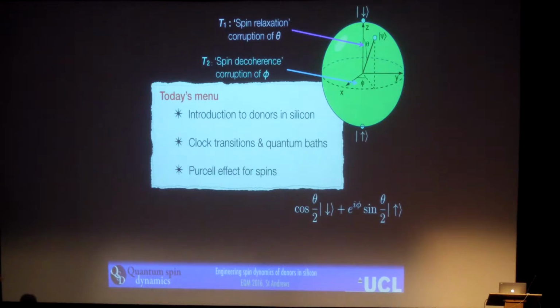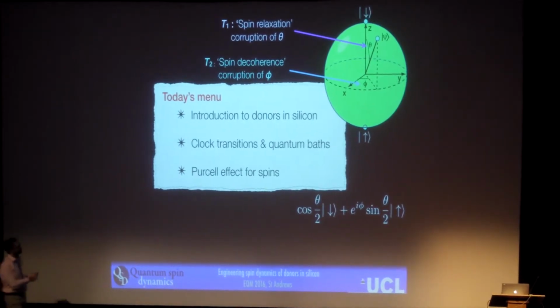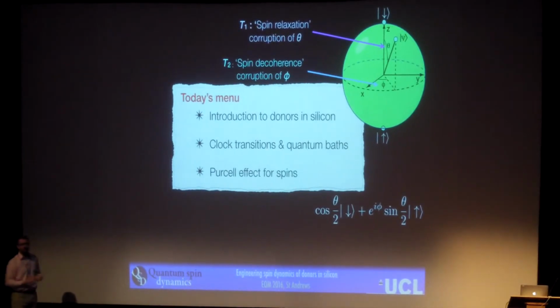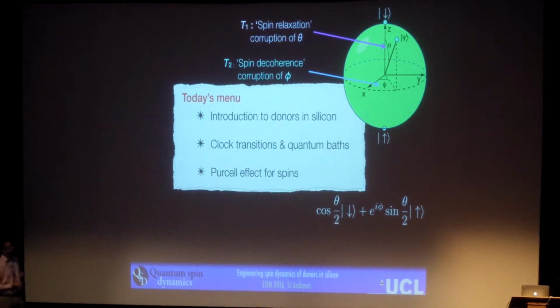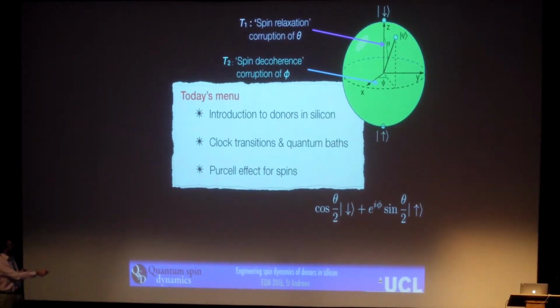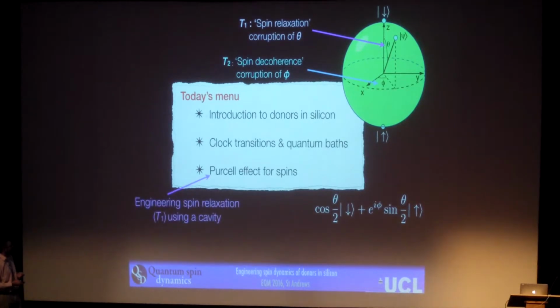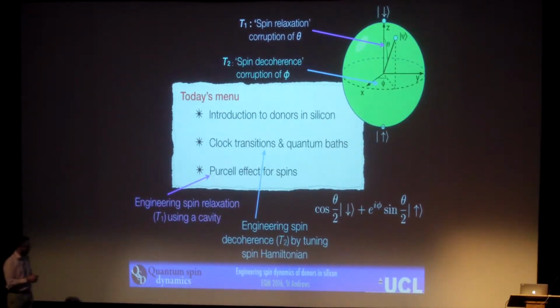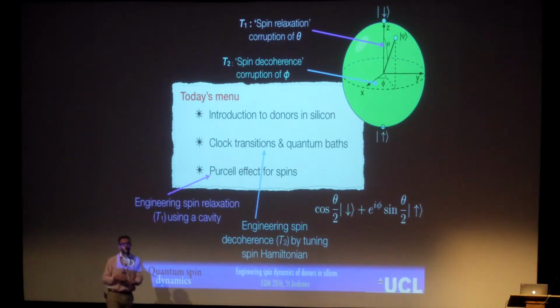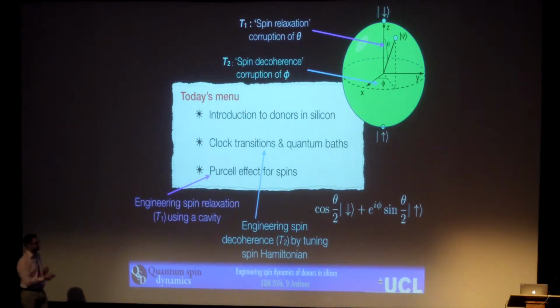So in this talk, I'm going to begin by giving an introduction to donors in silicon, a system we haven't heard too much about today, and then talk about the use of clock transitions and quantum baths. That's really about engineering T2 in a system. And then finally, I'm going to talk about the Purcell effect for spins, which is about engineering T1. So this is really taking the same system and looking at what kind of tricks I can play with a Hamiltonian or with an external body like a cavity to control these relaxation processes in a single system.